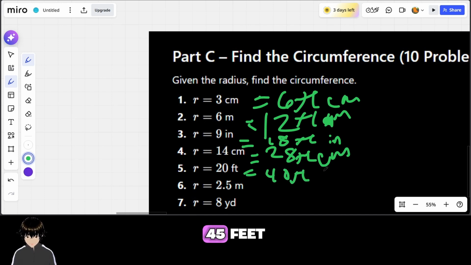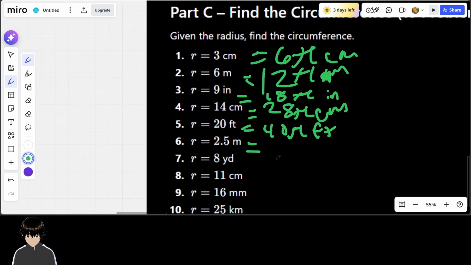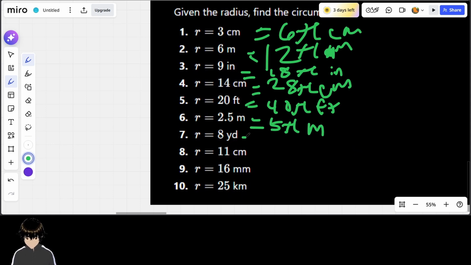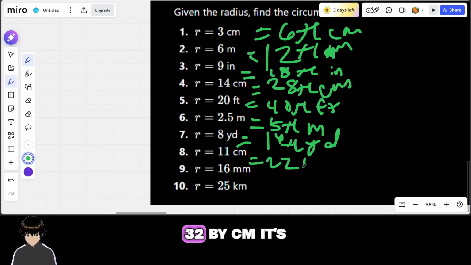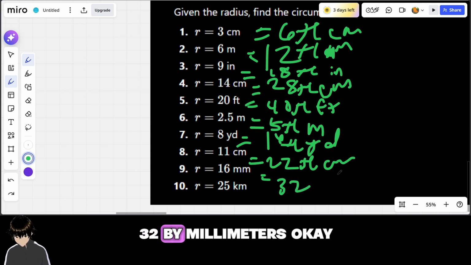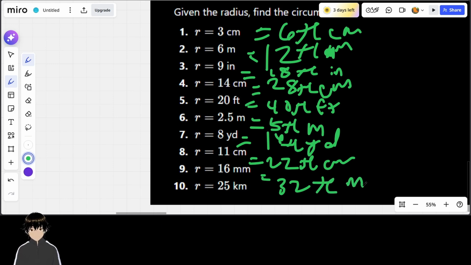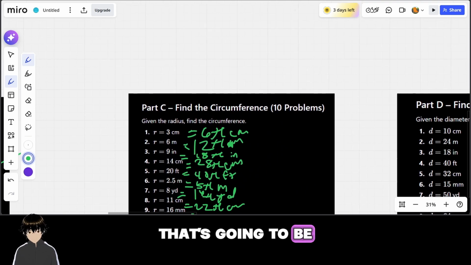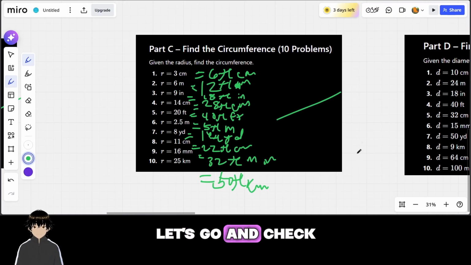40 pi feet. It's going to be 5 pi feet, meters. 16 pi yards. 32 pi millimeters. And then the next will be 50 pi kilometers. That's going to be the circumference for it. It's going to be check.